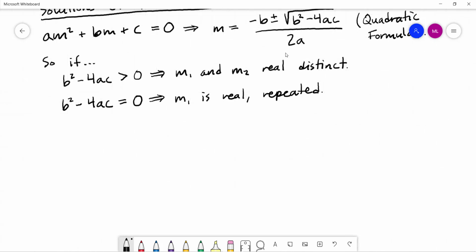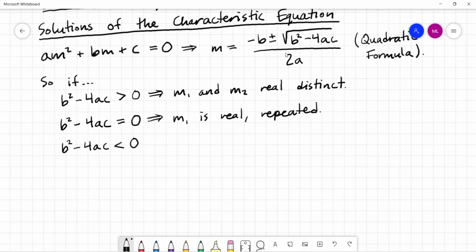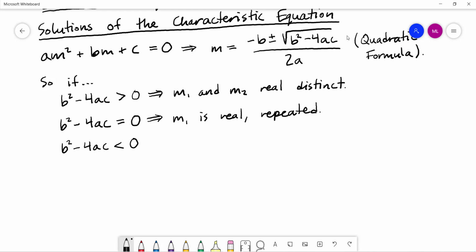And for our third case, it's possible that the b squared minus 4ac could wind up being less than 0. And if it's negative, then when we take the square root of a negative number, what we're going to wind up with are imaginary solutions. And so in this case, we wind up with m1 and m2 with part of them being imaginary. This part will still be real, so we'll have a real part and an imaginary part. That means these two numbers are going to be complex, and because one involves a plus version of the imaginary part and the other involves a minus version of the imaginary part, they are in fact what we call complex conjugates. So m1 and m2 are complex conjugates.